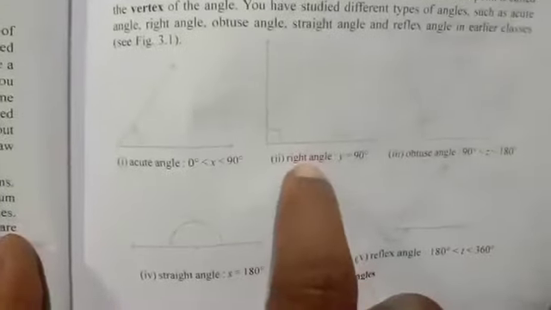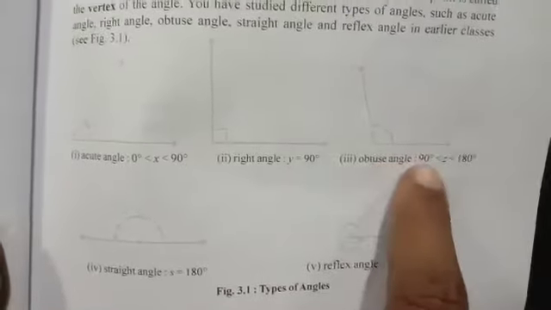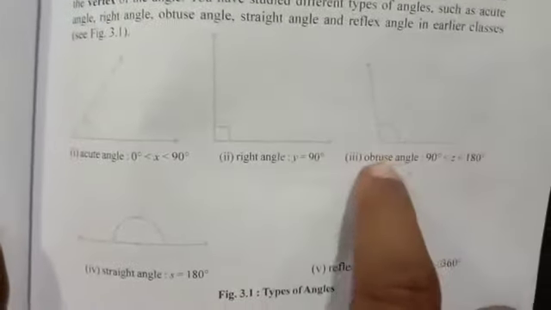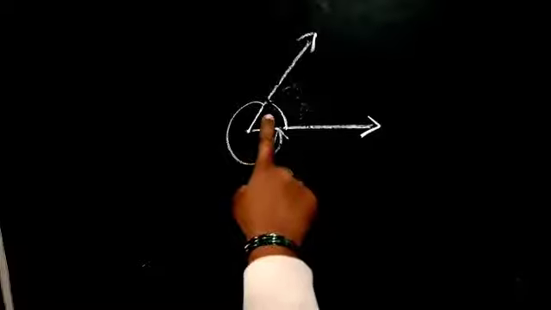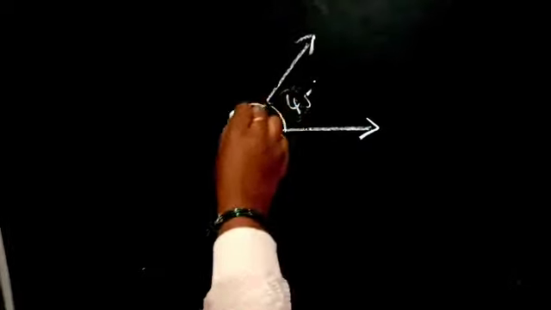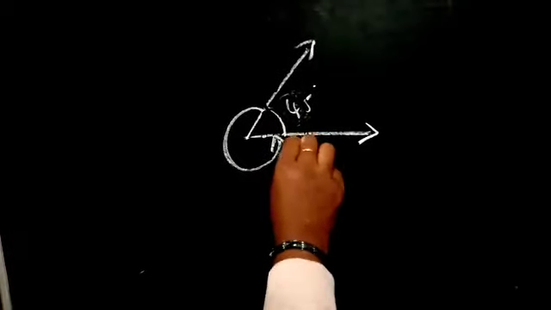Now an acute angle is from 0 to less than 90. A right angle is exactly 90 degrees. An obtuse angle is greater than 90 and less than 180. A straight angle is exactly 180 degrees. Suppose it is 45, then without this, the remaining everything is called a reflex angle.